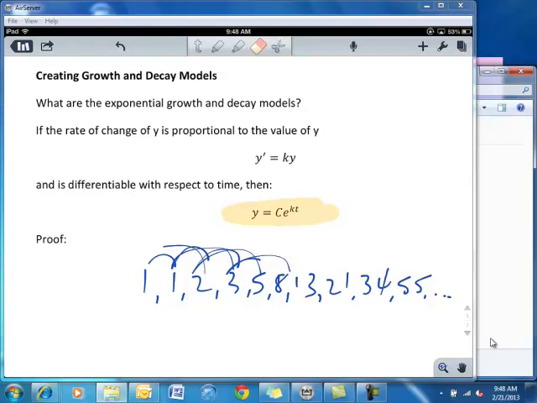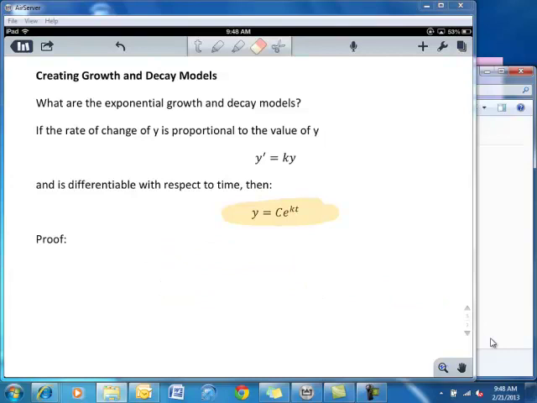So it's just a number that occurs in nature, and I'm going to today kind of prove to you how it shows up. Does that make sense? So let's do this. Here are some key ideas. If you see that the rate of change of y is proportional to the value of y, that's expressed by this equation right here. Think about that.